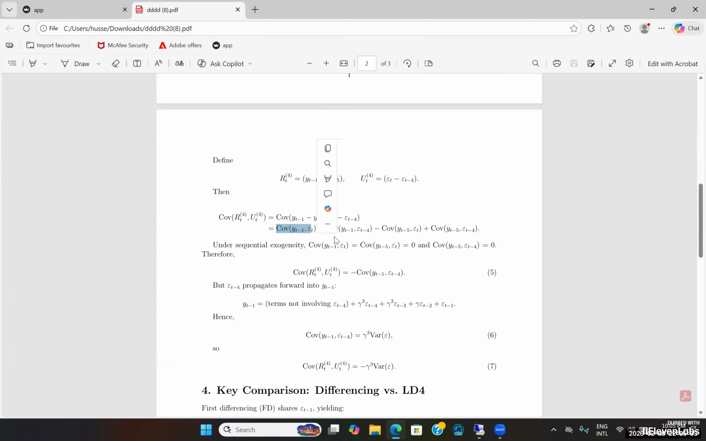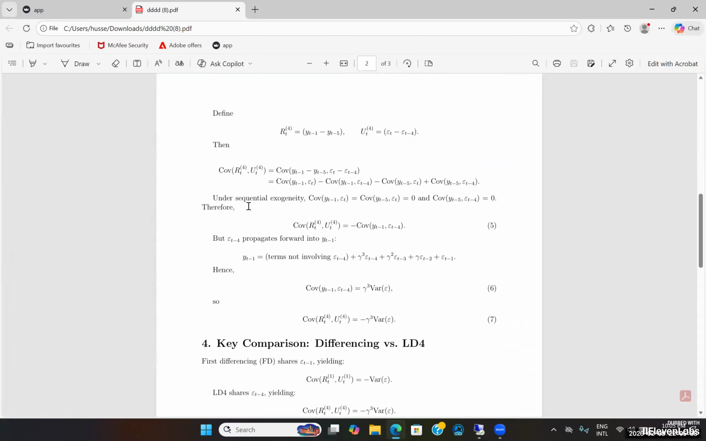It's crucial to recognize that this term, and indeed all other related terms, will ultimately be rendered precisely equal to 0, owing to the fundamental concept of sequential exogeneity. For example, the covariance of a lagged y variable with the future error term, likewise the covariance of a y variable lagged by 5 years with the current error term, as well as the covariance of y lagged 5 years with the past error, a 4-year lag in the error term. These values are all expected to be equal to 0, given that the variable cannot be correlated with any future error. So in this situation, we'll only be left with a single term, this one.